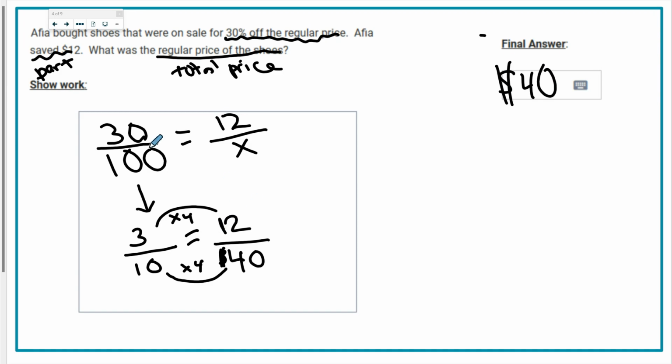Because again, we couldn't go from 30 over 100 down to a part of 12. So we simplify first, which would be 3/10. 30 over 100 and 3/10 are equivalent. Then I can go from 3/10, multiply by 4 to get 12, and then 10 times 4 would give you $40. So the shoes were $40 and she saved $12, which is 30%. All right, let's keep going.